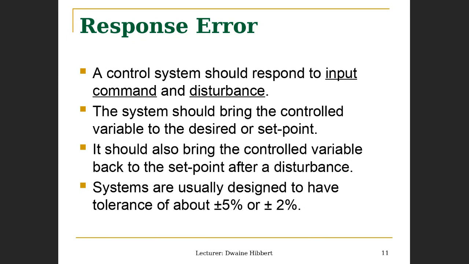So closed loop systems are supposed to behave in this way: respond to a new input, and also respond to any form of disturbance. The system should bring the control variable to the desired set point, and it should also bring the control variable back to the set point after a disturbance. Now, systems are usually designed to have tolerances of plus or minus 5% or plus or minus 2%. That varies. It depends on what system you're designing. In some cases, it could be much bigger than that.